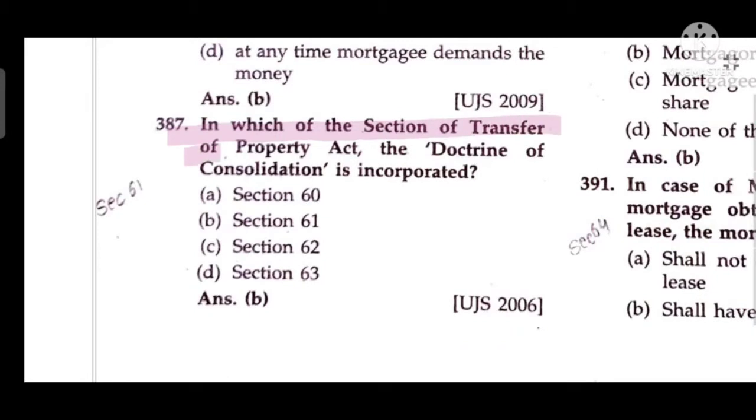In which section of Transfer of Property Act is the doctrine of consolidation incorporated? Section 61.